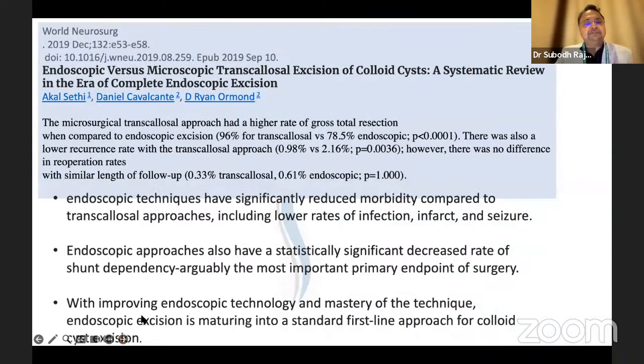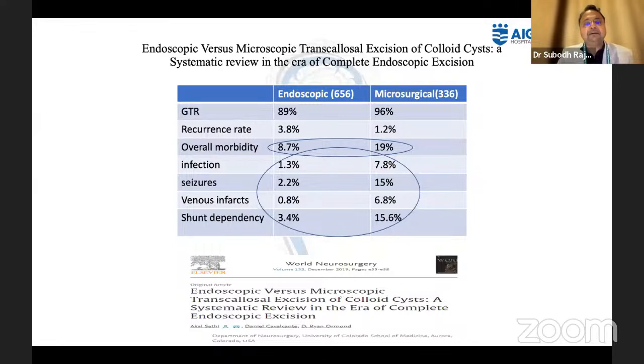There are a number of other papers available, and they're telling us that as more and more people started doing endoscopy, the techniques are maturing, the surgeons are becoming more experienced, and the results are now becoming equally comparable to microsurgery. But again, this was a review article. Overall, it's a meta-analysis of morbidity and mortality. It is as high as 19% morbidity in microsurgery versus endoscopy, and also shunt dependency, venous infarct, seizures, and infection in these cases.